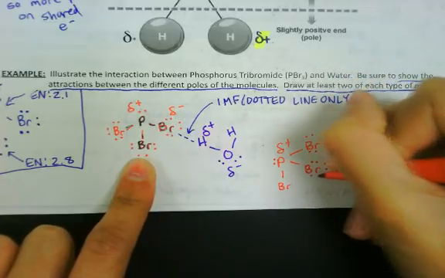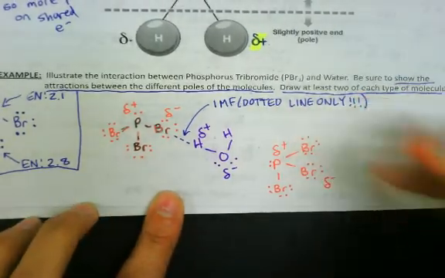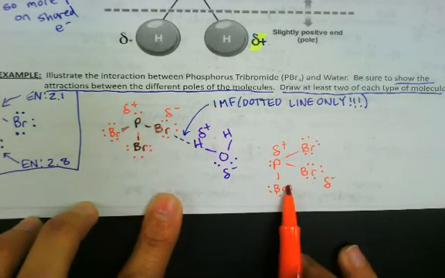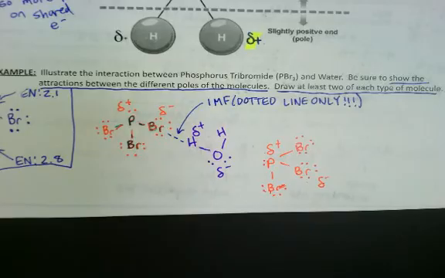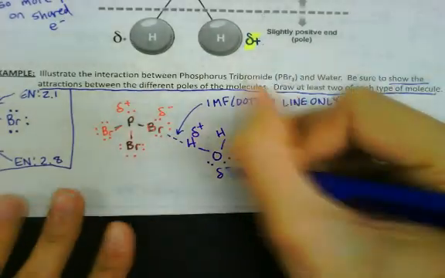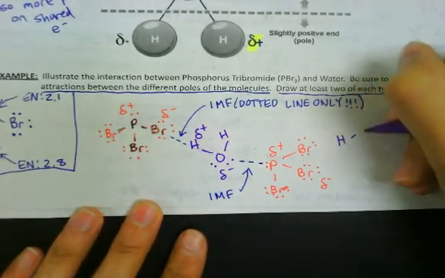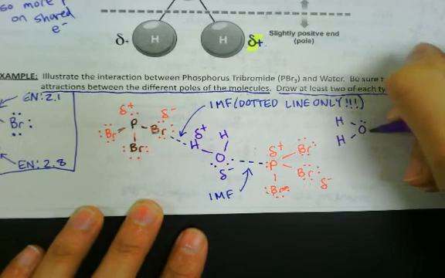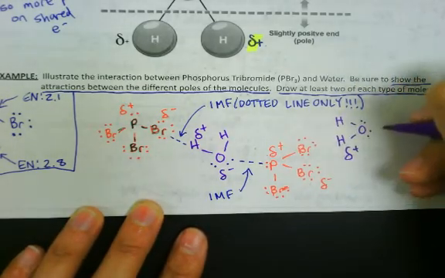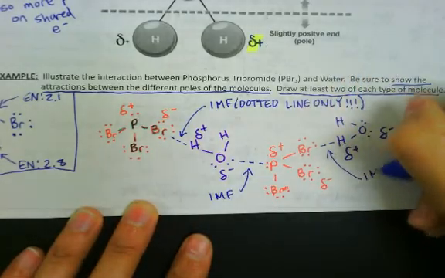Draw myself another phosphorus tribromide molecule. There it is. Okay, remember these bromines are the partial negative poles. The phosphorus is the partial positive pole. So we can have another IMF here. No solid line, please, only a dotted line to show the force. And then we can show one more hydrogen, one more partial positive pole. There's another IMF.